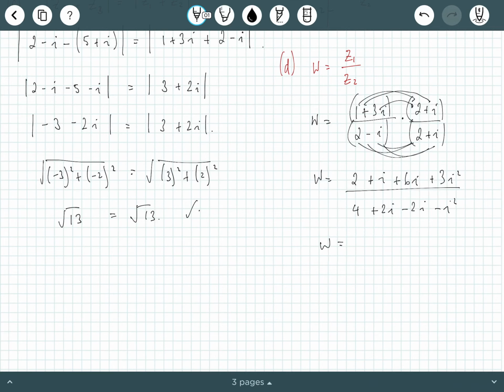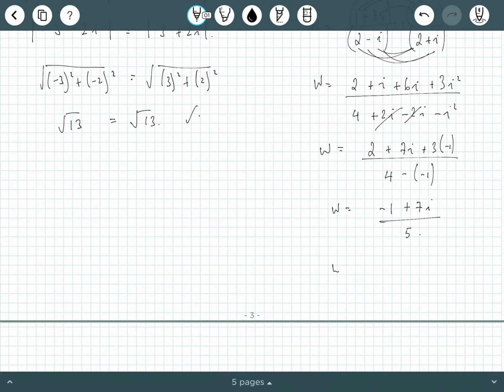Alright, tidy up the top line. We get 2 plus 7i plus 3 times minus 1, as we know i squared is minus 1. They cancel, so we go 4 minus minus 1. So W will be equal to, well, 3 times minus 1 is minus 3, so 2 minus 3 is minus 1, plus 7i, all over 5. They want it in that format a plus bi, so you simply write minus 1 over 5 plus 7 over 5 i.